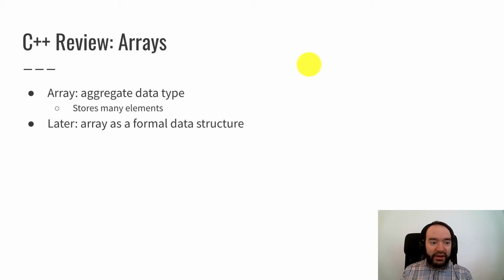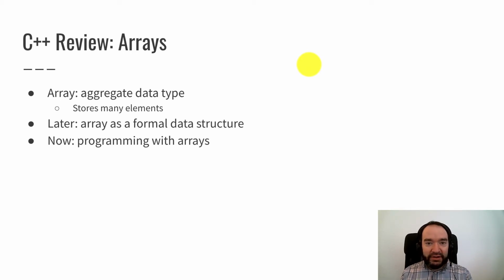Later on, we're going to talk about an array as a formal data structure. We have a whole way of talking about data structures as abstract data types. We'll get to that. For now, we're talking about the conventional programming array.